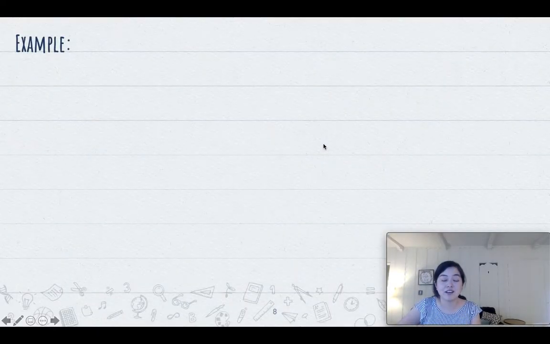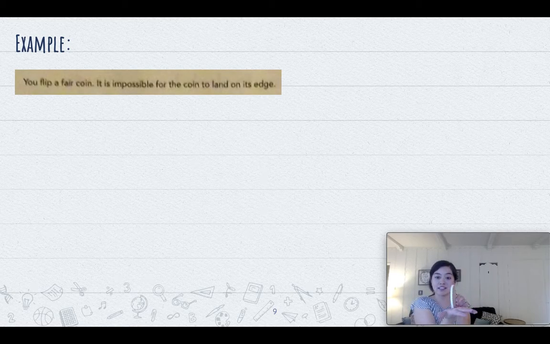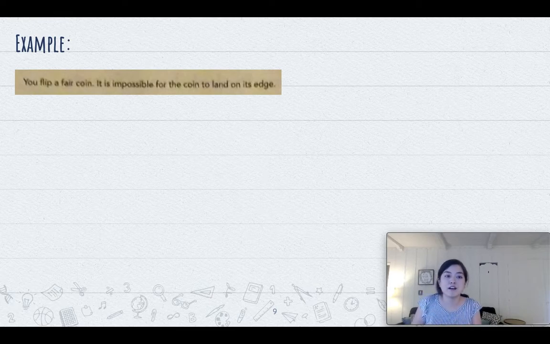Let's look at this example. Let's say you flip a fair coin. It is impossible for the coin to land on the edge. So if you have a giant coin and I flip it, it's impossible that it'll just land on the edge like this. I don't think it is truly impossible. I think it is slightly possible for it to happen. I've seen it. But in this case, they're telling you it's impossible, so let's pretend that it's impossible.